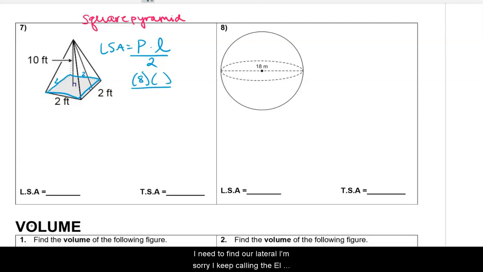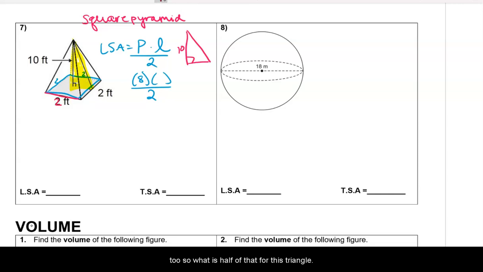Now we need to find our slant height. I'm sorry, I keep calling the L the lateral height, but it's the slant height. So our slant height is going to be the slanted side, but we don't have that here. We only have a straight height and a base. So we need to think about this. If we have a right triangle right here, the one from this pyramid, it says the height is 10. Well, it also says from here to here is 2. So what is half of that for this triangle? 1.